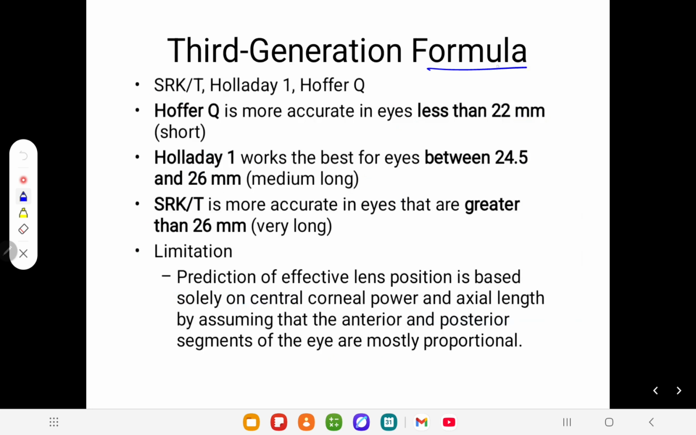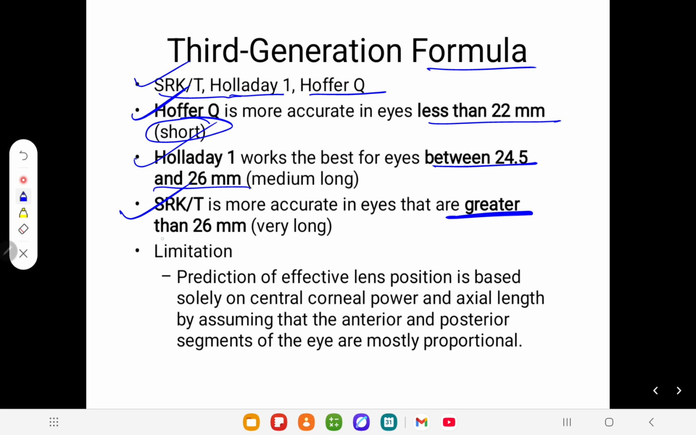So what is the third generation formula? SRK/T, which is very much used till date. Holladay 1, which is very useful. Hoffer Q is very useful. Hoffer Q is more accurate in eyes with less than 22 mm; it is very useful in short eyes. Holladay 1 works best in medium-long eyes between 24 and 26. SRK/T is still used for almost every eye, not shorter ones but larger than 24, and it's even more accurate with greater than 24; it's useful in very long eyes.